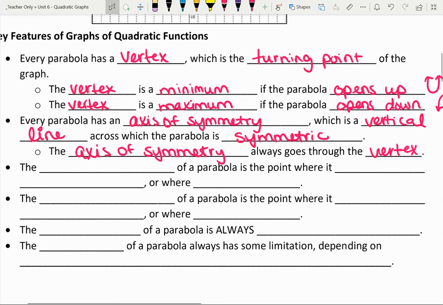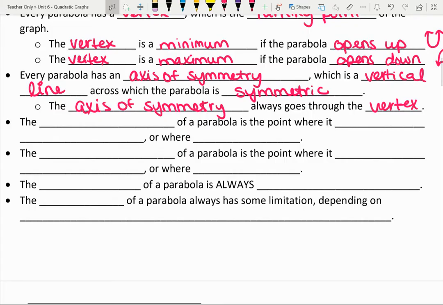Now, some of these other features you've heard before, so I just want to make sure that we remember what they are. The y-intercept of a parabola is the point where that parabola crosses the y-axis.